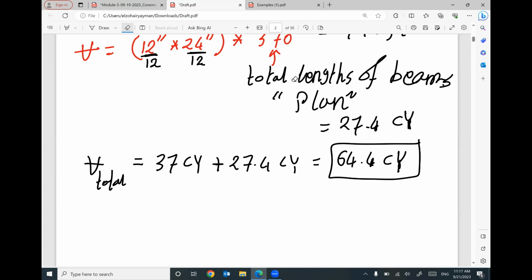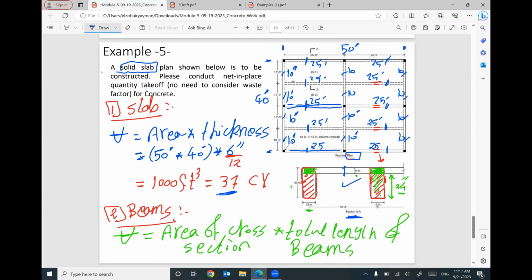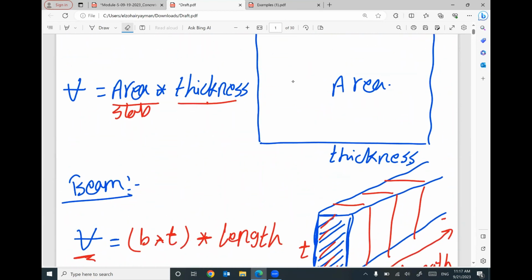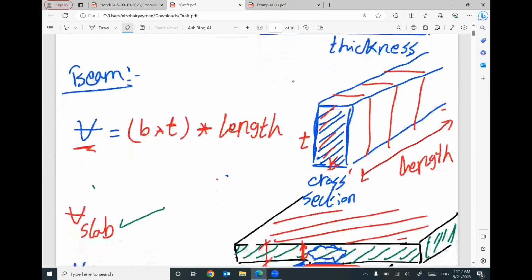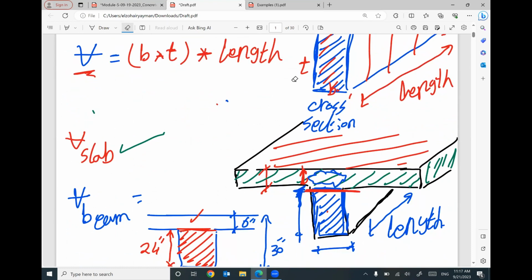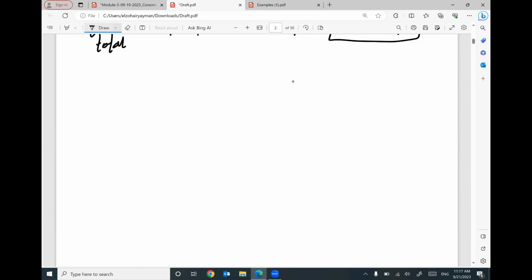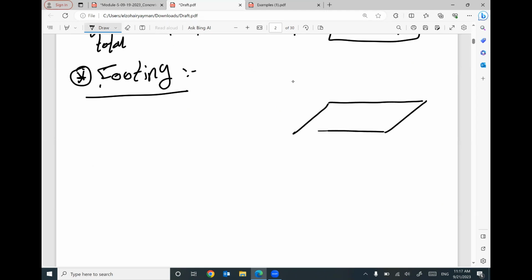is 64.4 cubic yard. Keep in your mind this concept, how to figure out the volume of your slab, how to figure out the volume of your beam, and be careful. If you have a beam attached to the slab, don't count this part 2 times. Also, keep in your mind, we sometimes have footing. Your footing looks like this. In real life, in 3D, it looks like this.